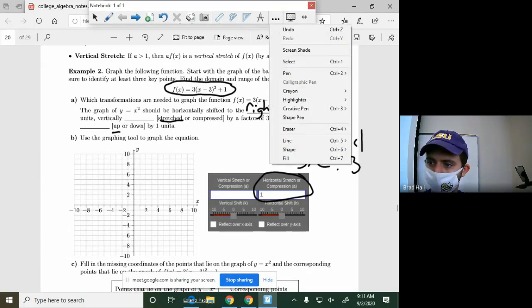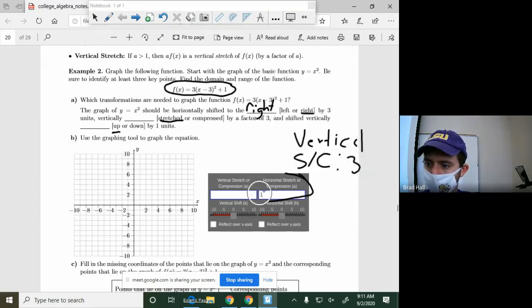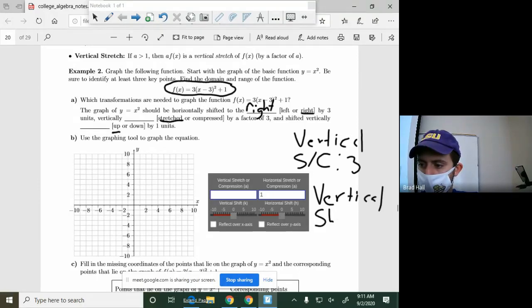I've never seen a problem that's dealt with it. The vertical shift, that's going to be up or down. We said above that this goes up 1. So there's a little slider. You would just slide it to 1, and you will see the graph go up 1. So if you forget which one vertical represents and which one horizontal represents, just move the slider around, and it'll either go up, down, or left, right.